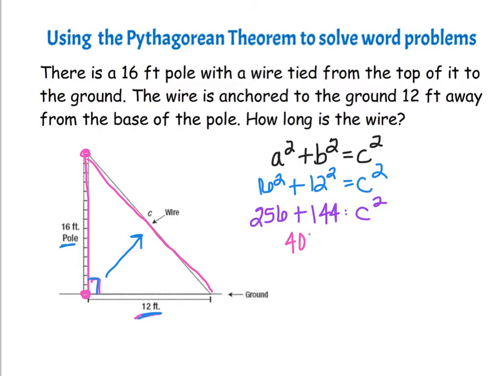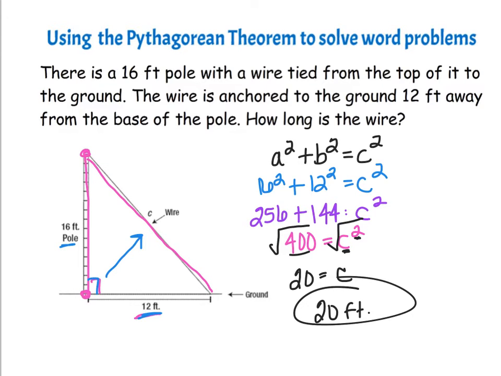When I add, I get 400 equals c squared. Remember, to get c by itself, I have to do the opposite of squaring something, which is to take the square root. I need to figure out what number, when I square it or multiply it by itself, gives me 400. And when I do that, I get 20. So the wire is 20 feet long.